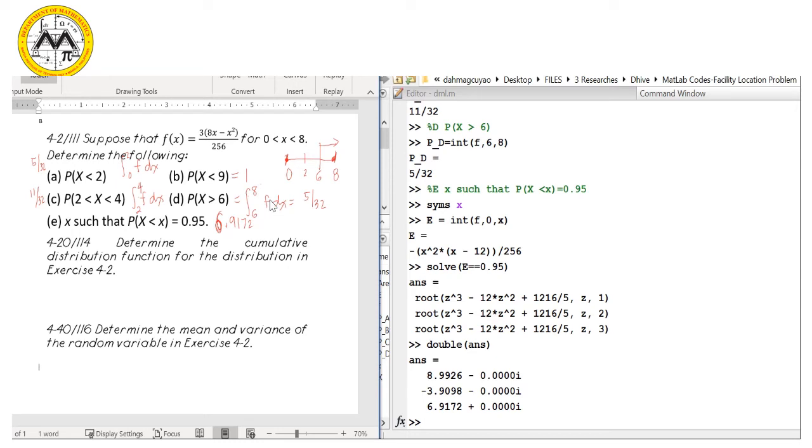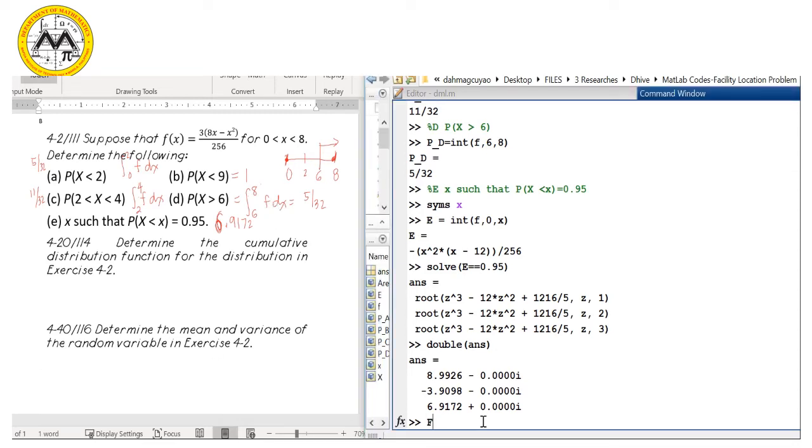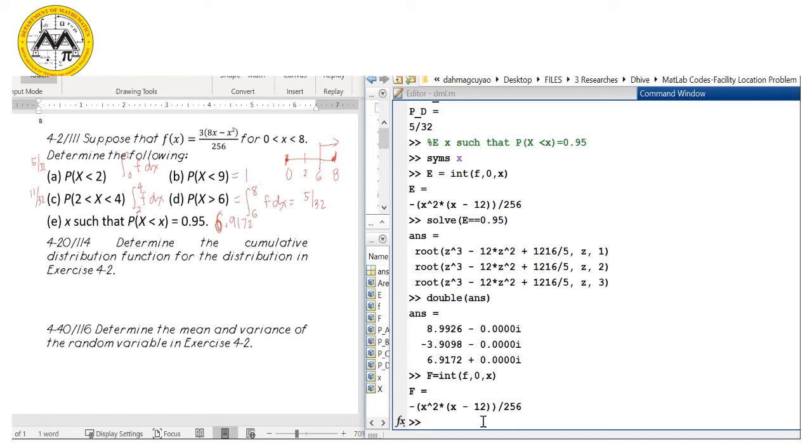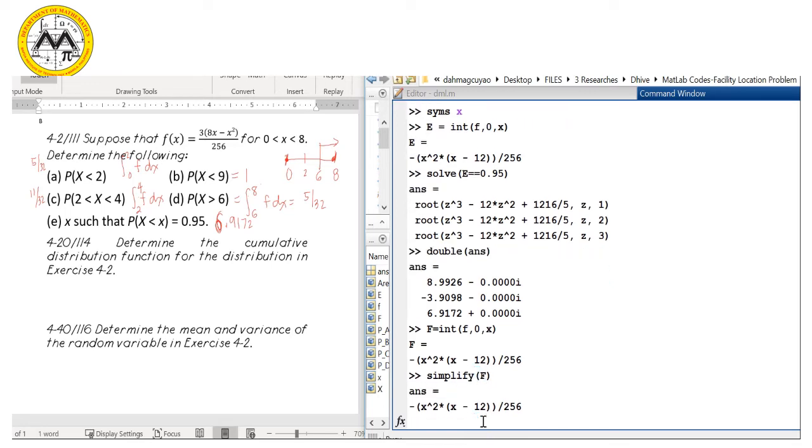And for the cumulative distribution of x, we define capital F to be the integral of the function from the given lower limit 0 to an upper limit of variable x. So let's try to check whether we can simplify f. Let's expand it.